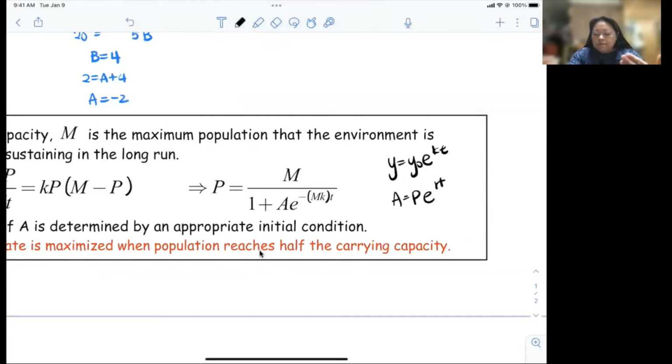But keep in mind that when you do that, you are assuming that you have unlimited food and unlimited resources and unlimited space. It's not the case in reality, right? So there's something called a carrying capacity, because your food and your resources and your space are limited. At a certain point, your population will be hindered and you have to stop.